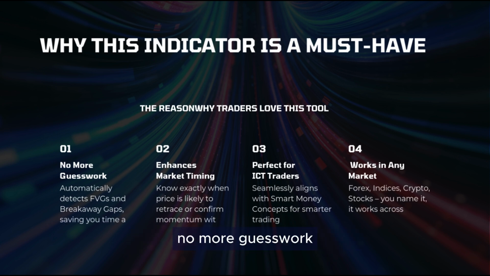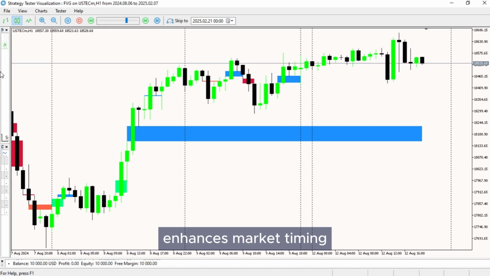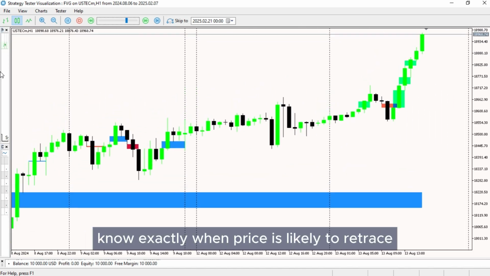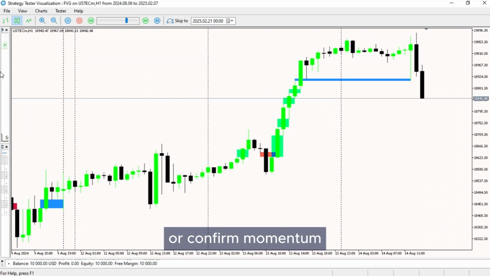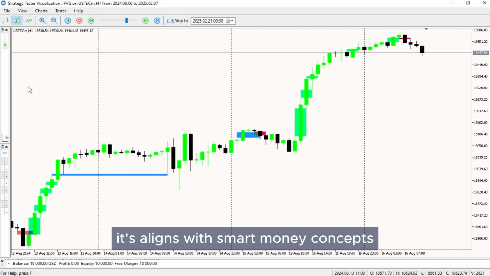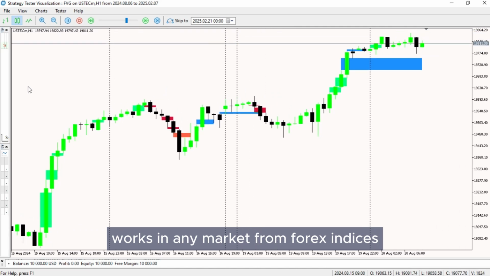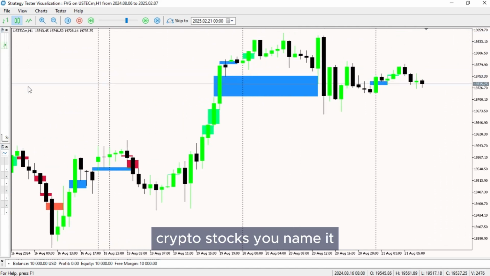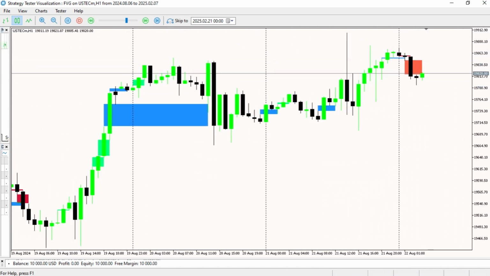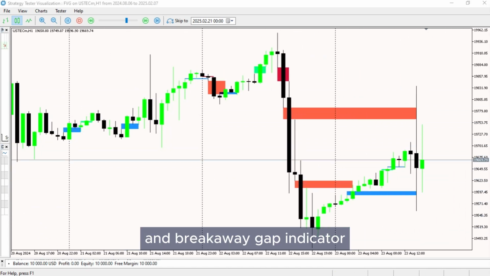No more guesswork. It automatically detects FVGs and breakaway gaps. Enhances market timing. Know exactly when price is likely to retrace or confirm momentum. Perfect for ICT traders. It aligns with smart money concepts. Works in any market, from forex, indices, crypto, stocks, you name it. Level up your trading with the fair value gap and breakaway gap indicator.